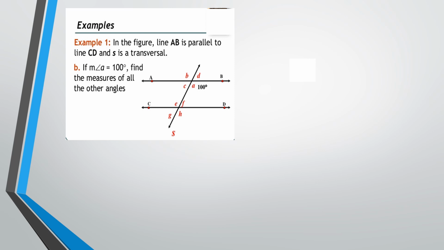Another example. In the figure, line AB is parallel to line CD, and S is a transversal. If the measure of angle A is equal to 100 degrees, find the measure of all the other angles.